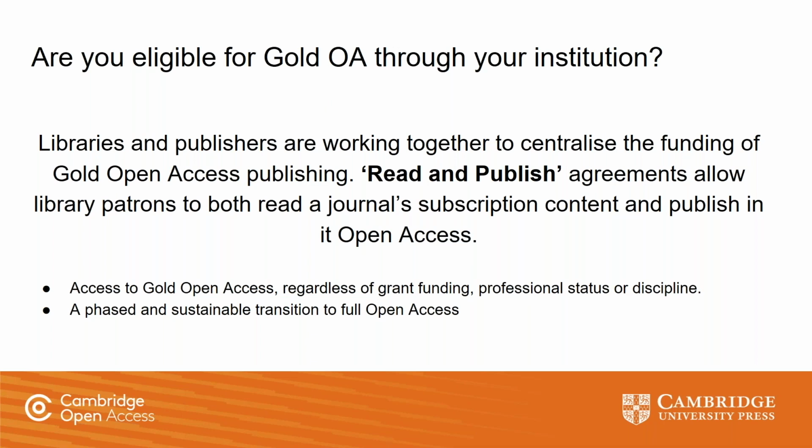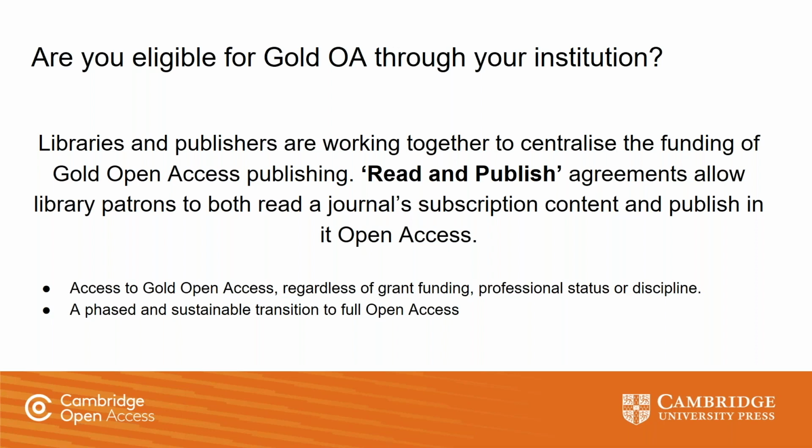The final thing that you might want to consider is your institution. What is your institution's open access policy? Do you have funding available to you through your institution to publish open access? And critically, does your institution have an agreement with the publisher of the journal that you're intending to publish in? Libraries and publishers have been working together for a number of years to try and centralize the funding structures for open access and make it simpler for authors to make the decision to go open, and also to make that funding available to a broader range of people.